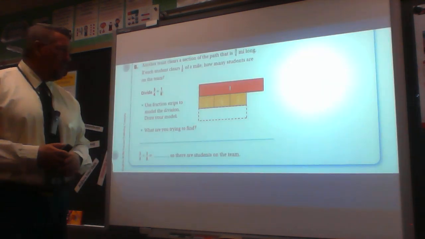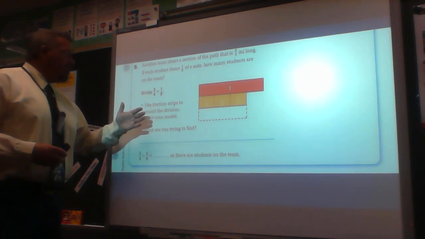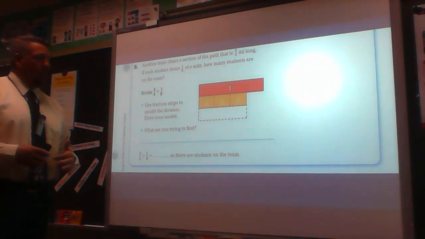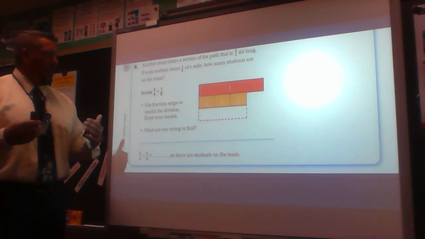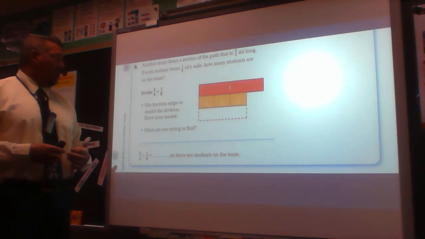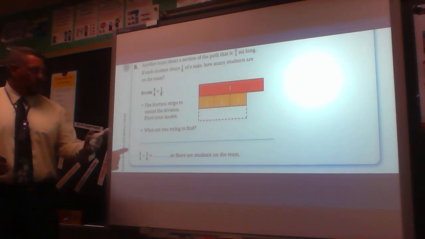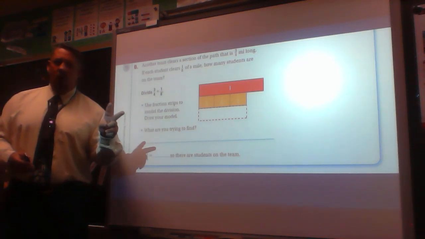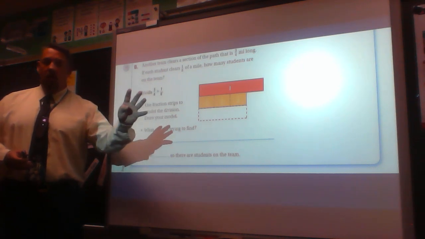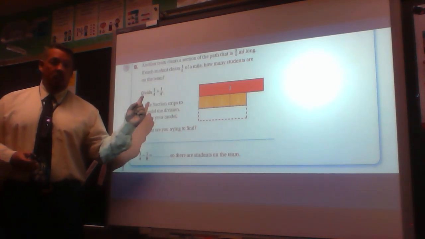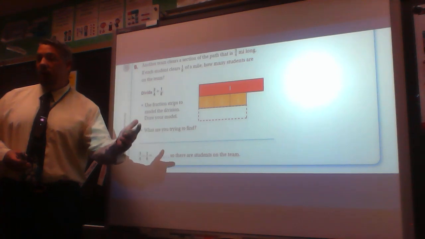Okay, so let's look at the next one. On B, it says another team clears a section of the path that is 3/4 of a mile long, and if each student clears 1/8 of a mile, how many students are on the team? So now we're kind of switching our question, right? We're not saying, well, what's the small fraction for each of those people? What we're saying is, if I have the small section, how many people would that give me?